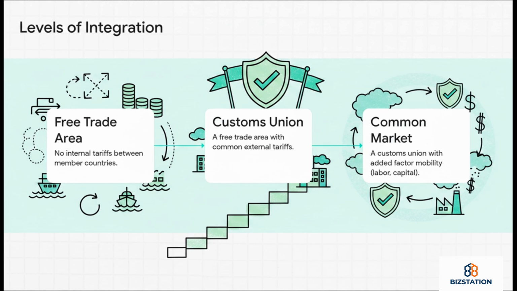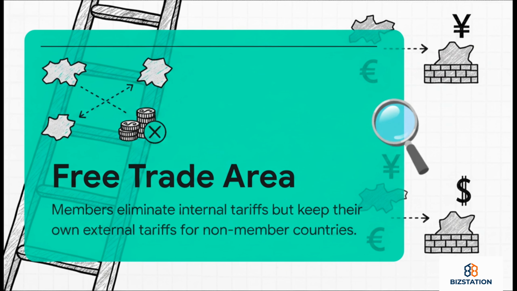So let's start on that very first rung, the free trade area. This is the most basic entry-level kind of deal. The agreement is straightforward. All the countries inside the club agree to scrap tariffs on each other's products, so goods can flow freely within the area. But, and this is absolutely crucial, each country gets to decide for itself what tariffs to charge on goods coming from any country outside the club.